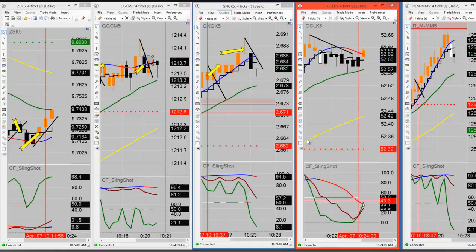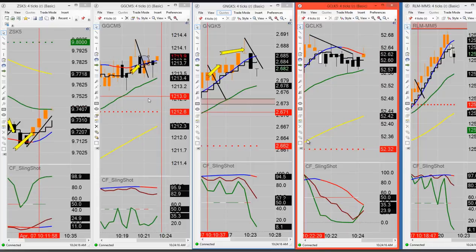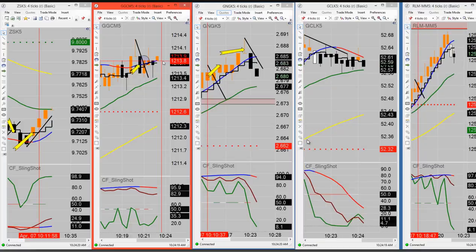No trade here on the crude. It's going to reset the cycle. No trade here on the Russell. It's going into a weekly trading zone. And there was a momentum long trade over here on the gas.